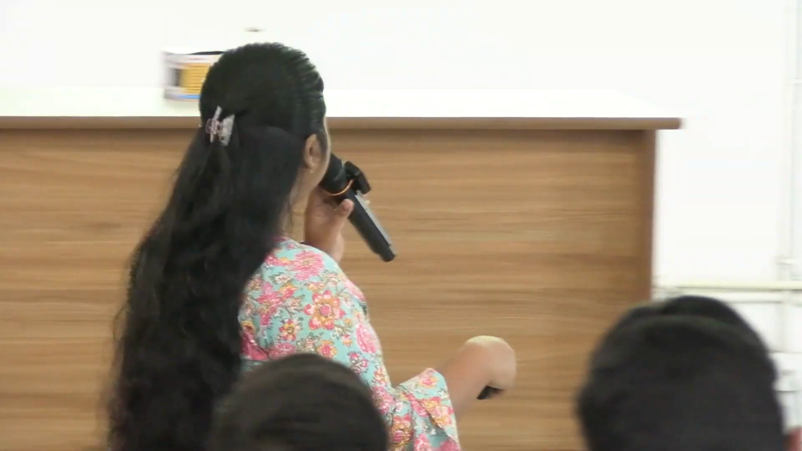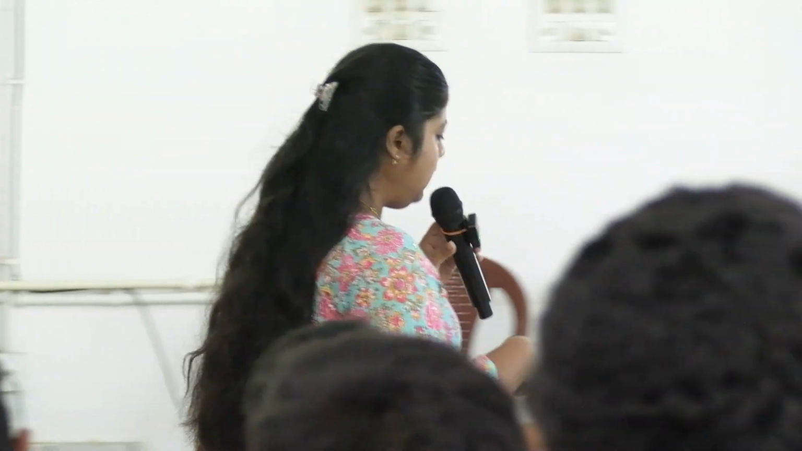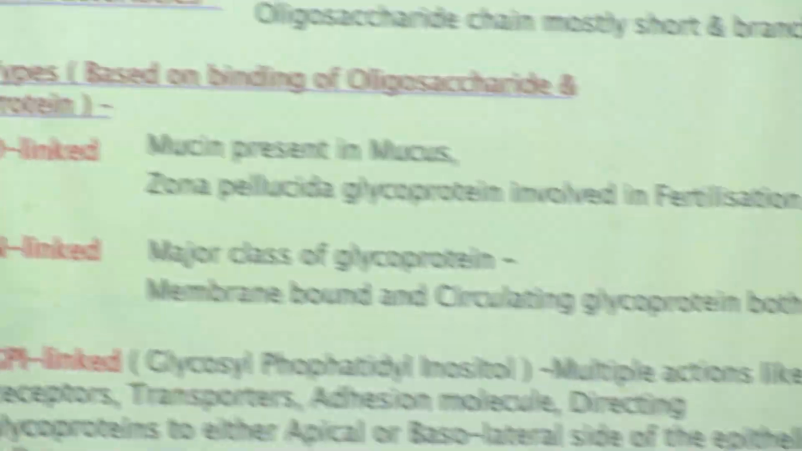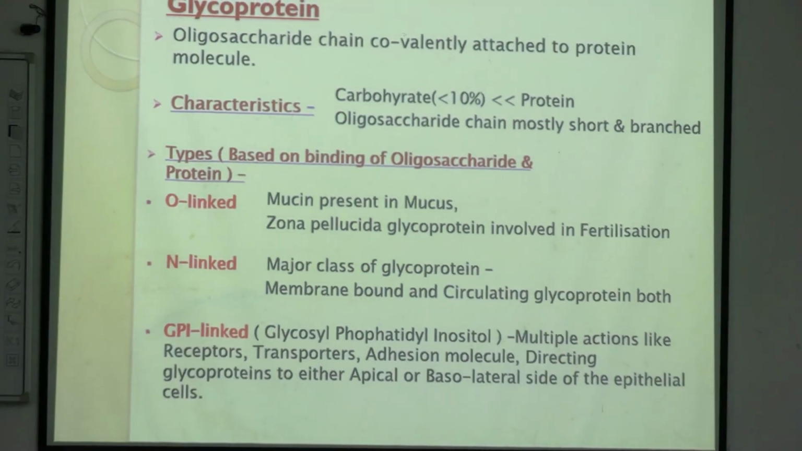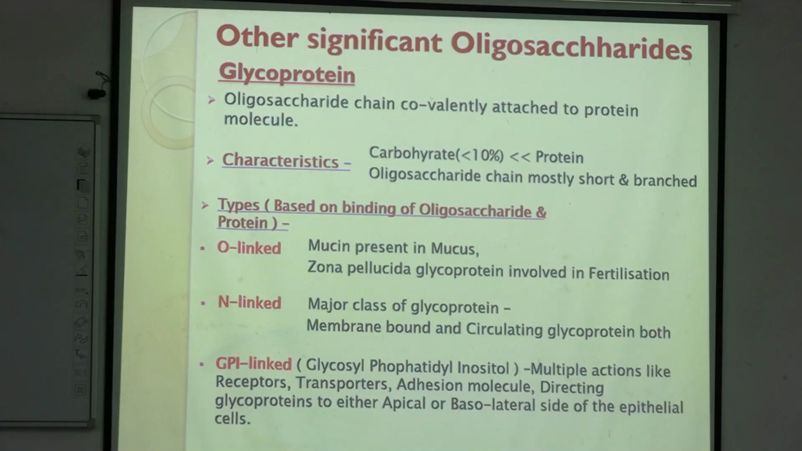Now, what are the types? O-linked glycoproteins and N-linked. I told you what the O-linked are. Where the protein moiety itself, the amino acid, contains the OH group, it will form an O-linked glycoprotein, and in case of binding with an amino group, it will form N-linked. A few examples: mucin is O-linked, and zona pellucida glycoprotein is also O-linked. N-linked are the major class of glycoprotein. All the membrane-bound and circulating glycoproteins are mostly N-linked.